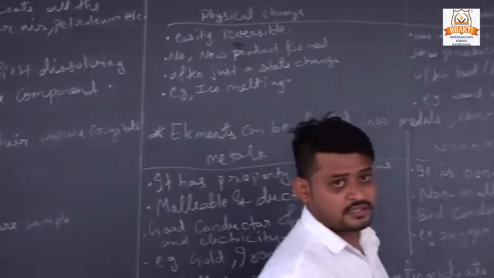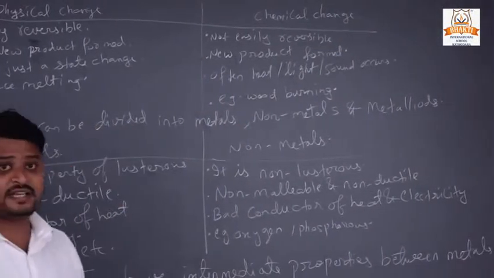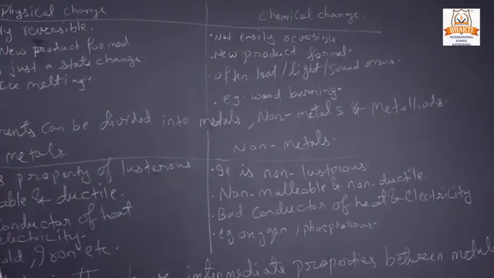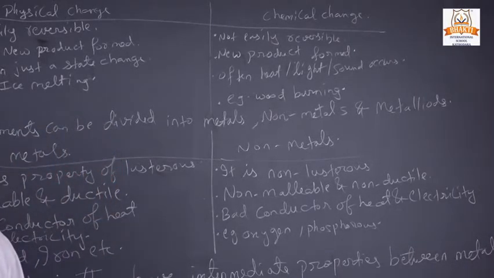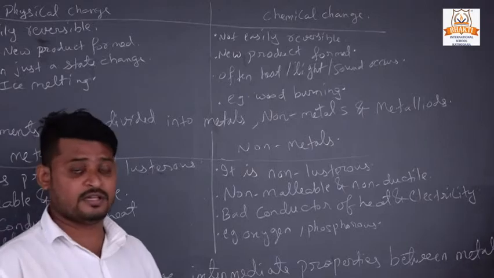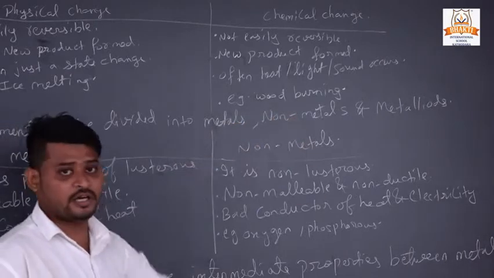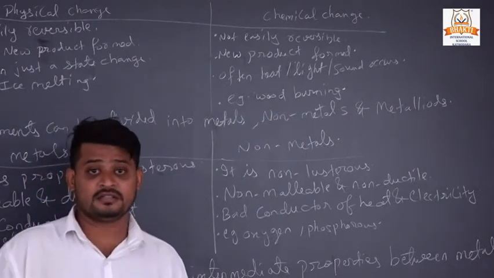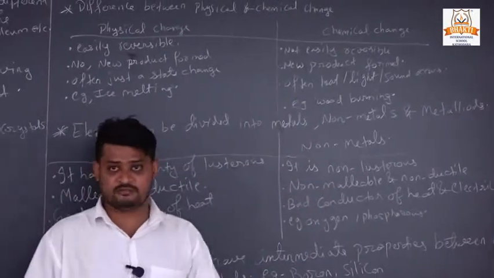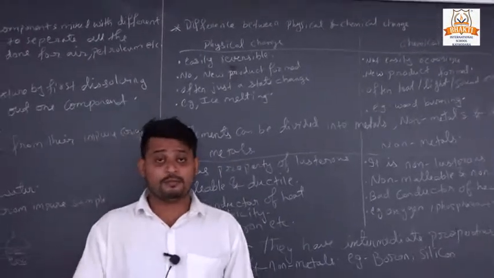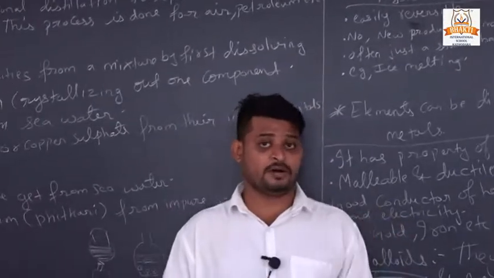Now chemical change. Chemical change is also not easily reversible. New substances are formed when the reaction happens, and in a chemical change light, heat and sound occur. For example, wood burning. If we burn wood, the process cannot be reversed, so it is an example of chemical change. We already discussed pure substances. There are two types of pure substance, element and compound.